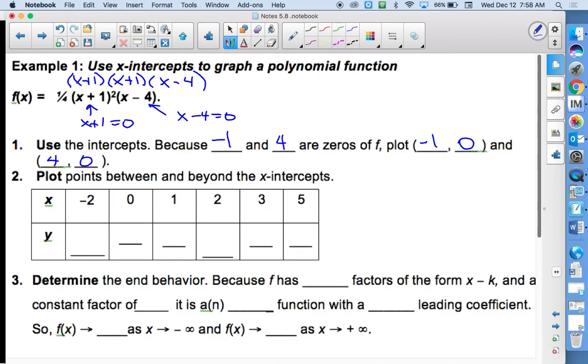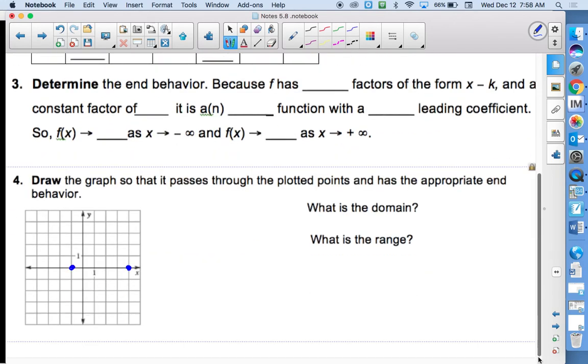That's pretty much what we did on the sheet yesterday. Step 2 says plot points between and beyond the x-intercepts. These points are chosen for you, but if you look at your x-intercepts on your graph, we want at least 1 point beyond it. So I have an x-intercept at -1, so we might as well pick -2. And then we want some points in between them. So like maybe every other one, you could do a 0, you could do a 2, you could do a 3, but we need a couple points in between.